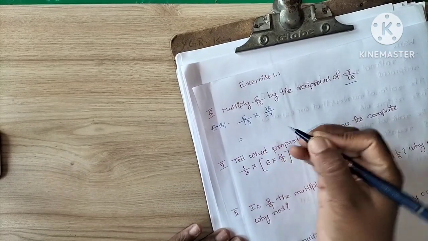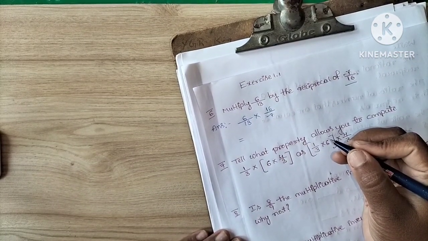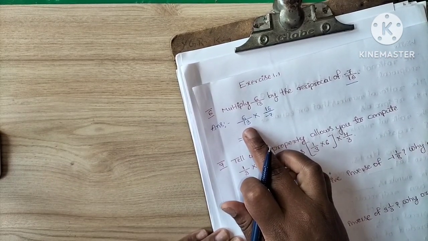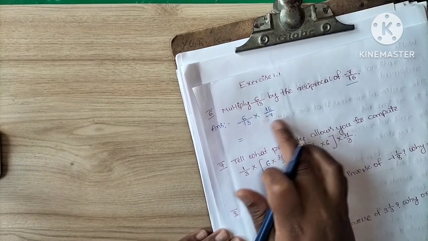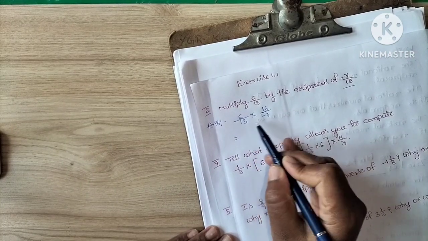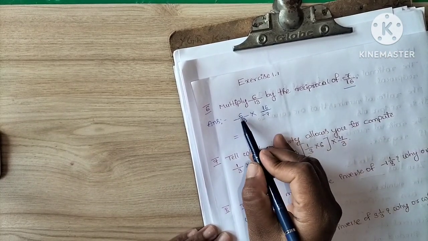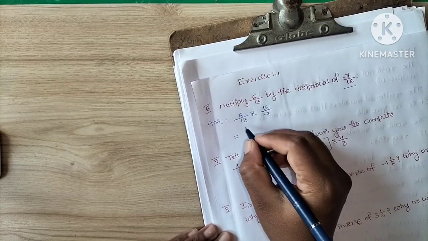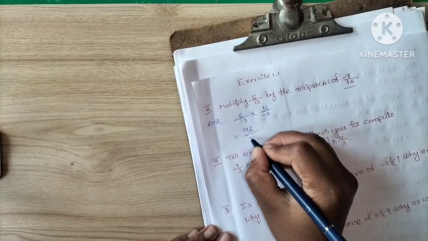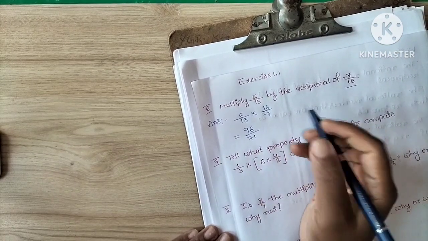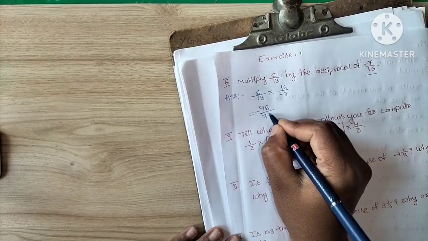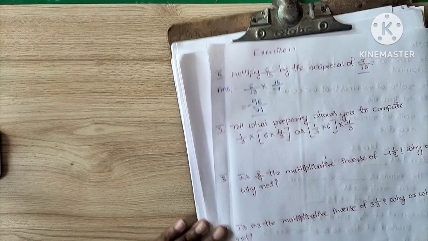If we multiply 6 by 13 into 16 by minus 7, while multiplying fractions we don't need the denominators to be the same. If the denominators are different also, we can multiply numerator with numerator and denominator with denominator. Numerator 6 times 16 is 96, denominator 13 times 7 is 91. The minus sign will be there. Minus 96 by 91 is the answer.